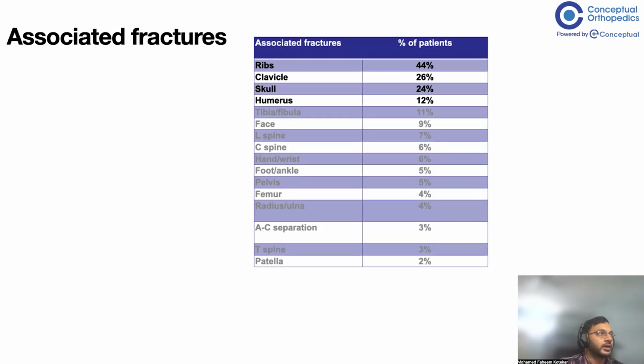In the associated fractures, 44% of scapular fractures are associated with a rib fracture. 25% or 26% are associated with a clavicle fracture, and the most common extremity long bone associated would be the humerus. Even though clavicle is a long bone, the extremity long bone would be a humerus, which is about 12%.